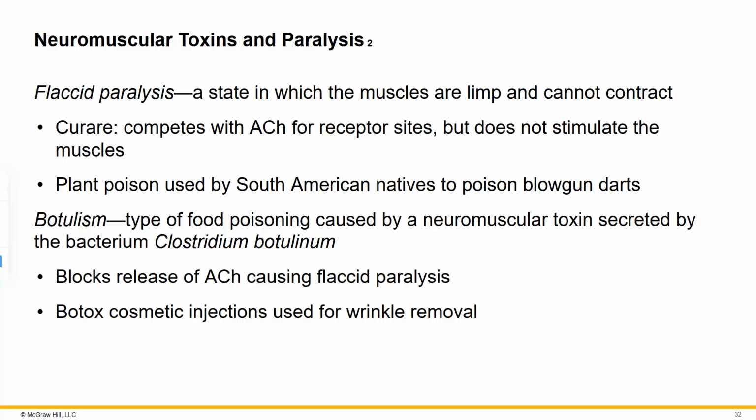Flaccid paralysis is a state in which the muscles are limp and cannot contract. Curare competes with acetylcholine for receptor sites, but it does not stimulate the muscles. It is a plant poison used by South American natives to poison blowgun darts. Botulism, a type of food poisoning caused by a neuromuscular toxin secreted by the bacterium Clostridium botulinum, blocks the release of acetylcholine, causing flaccid paralysis. Botox is a cosmetic injection used for wrinkle removal.